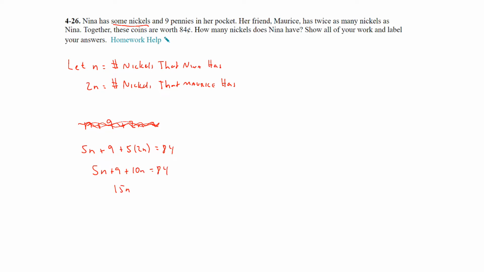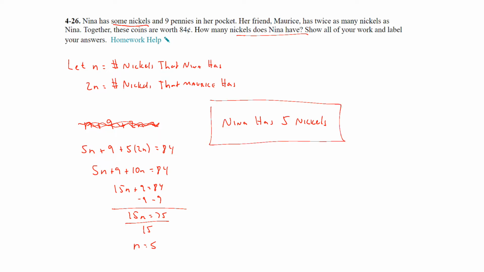Combine your like terms. Subtract the 9. So that would be 75, and then divide by 15. And so N is equal to 5. So let's make sure we answer the question. How many nickels does Nina have? So Nina has 5 nickels. And I think that's all it asked for. So there's our final answer.